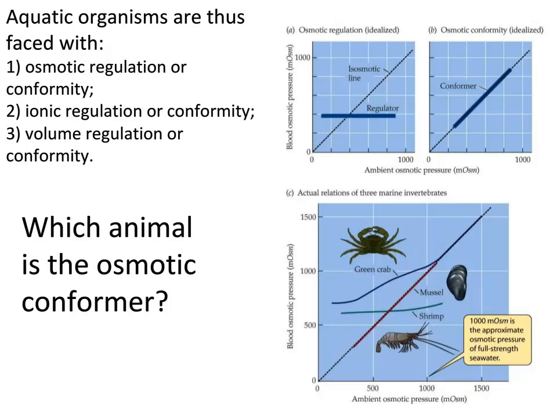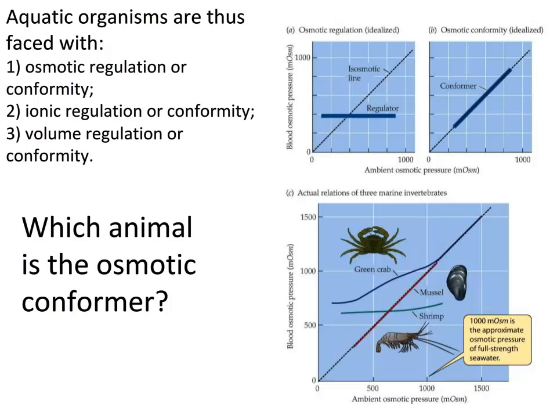On the top two plots, we've got an isoosmotic line. So what happens to the blood osmotic pressure as we change the ambient osmotic pressure? You can see a regulator keeps its blood osmotic pressure constant irrespective of what's going on outside, and a conformer simply changes according to what's going on outside, just as we see with temperature regulators and temperature conformers.